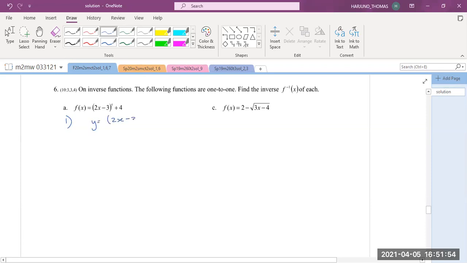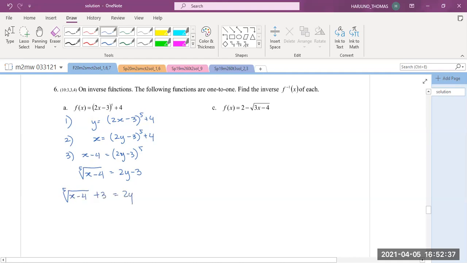Y equals to 2x minus 3 to the 5th plus 4. Step 2, you swap the x and the y. Step 3, you solve for y. X minus 4 equals to 2y minus 3 to the 5th. You apply 5th root. Okay, and then you add 3. Fifth root of x minus 4 plus 3.